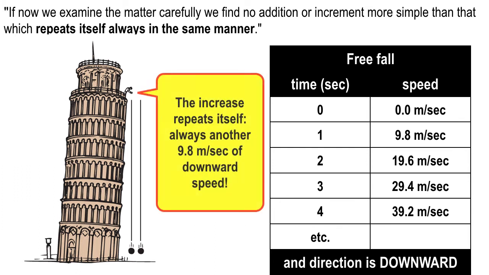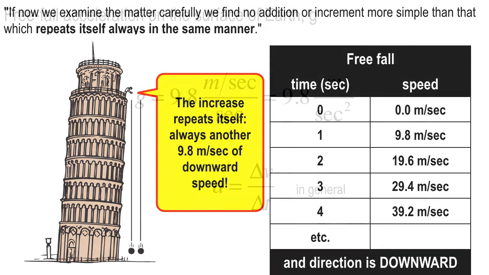All right? And here's how he's saying this always repeats itself, always another 9.8 meters per second of downward speed for every second. All right? Now if you're from another planet and you don't use the seconds system, if you use some alien time unit, the second is based on the size of the Earth and how fast the Earth spins. That's all. So if you're on a different planet, the equivalent time would be a little bit different. But their table would look very similar on their planet, whatever your home planet happens to be.